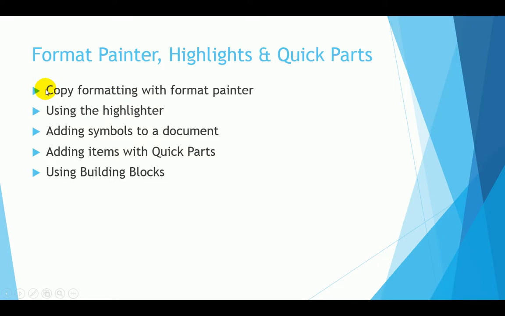In this lesson, we showed you how to copy the formatting of the look of the text using the Format Painter. We used the highlighter to highlight text and to remove highlighting. We added symbols to our document. And then we wrapped up by showing you the Quick Parts tool and how you could use that to add in a building block. The building block we specifically added was a text box building block, but you could have added a header building block, a footer building block, all kinds of different things that you could have added to your document in this way.